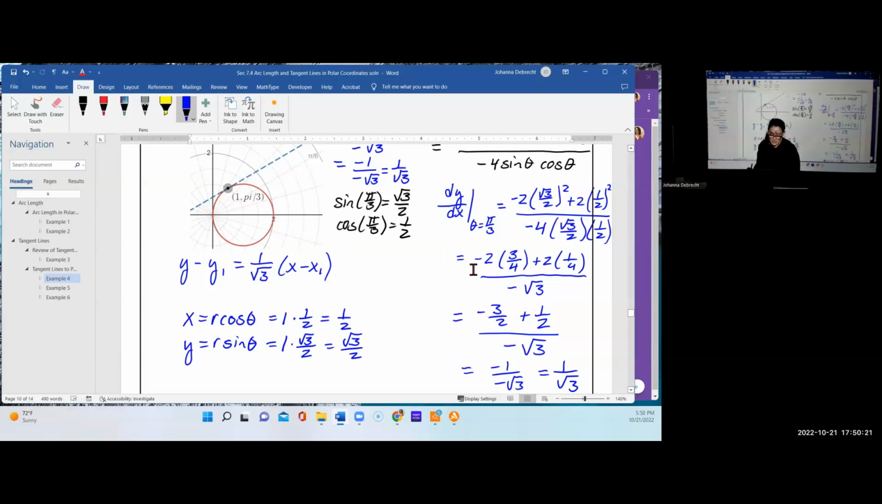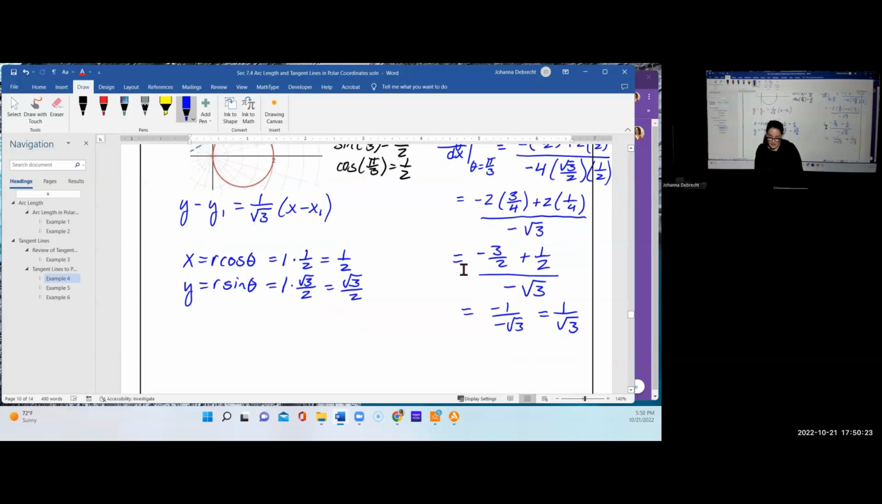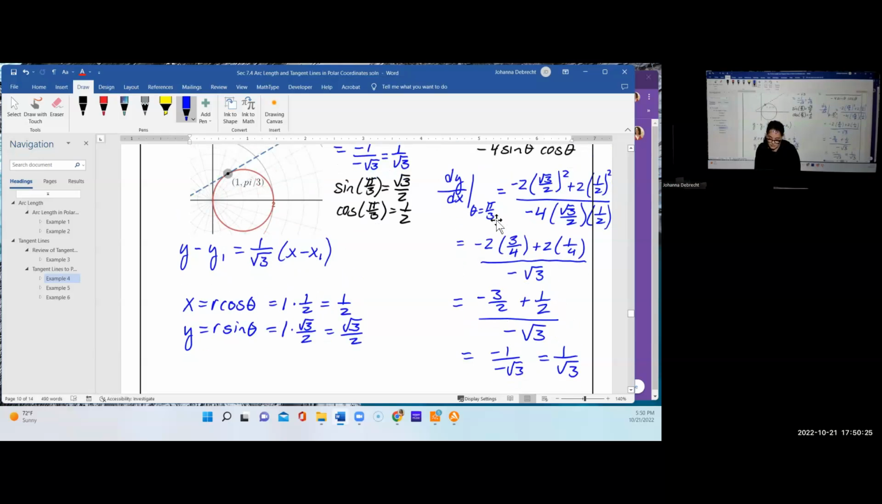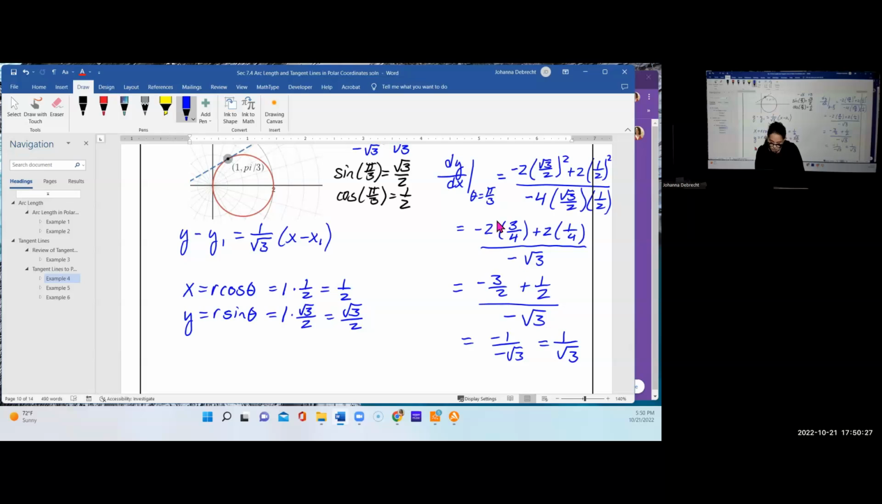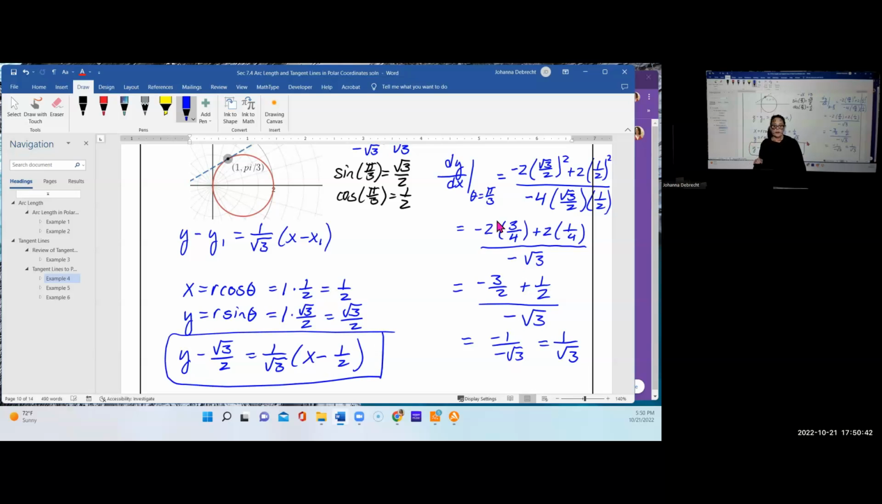So my final equation for the tangent line at that particular point, I don't want to completely get the picture off, is going to be y minus the square root of 3 over 2 equal 1 over the square root of 3, x minus 1/2, right? And I would take that as the solution from my students, and hopefully your professor will as well, right?